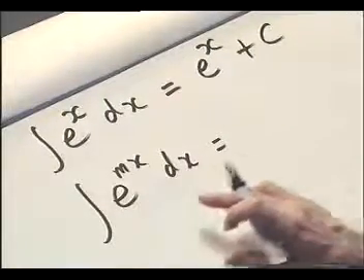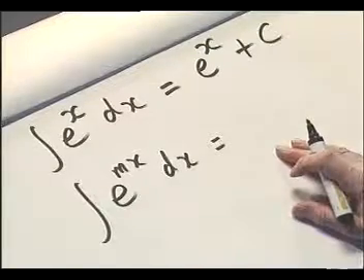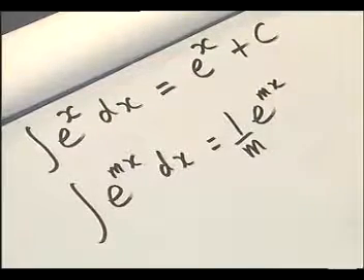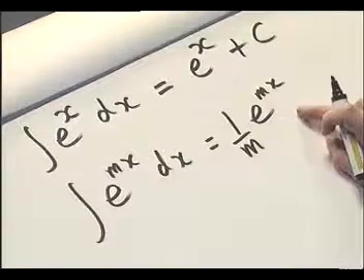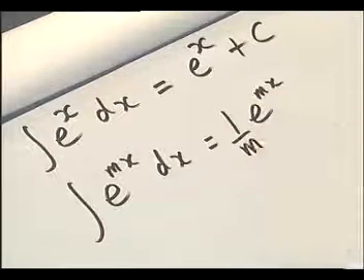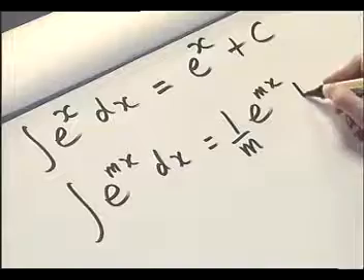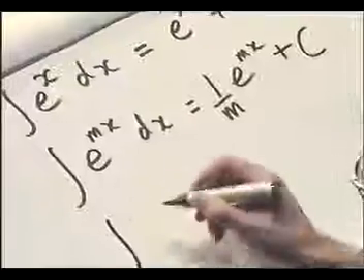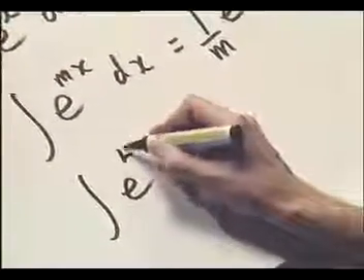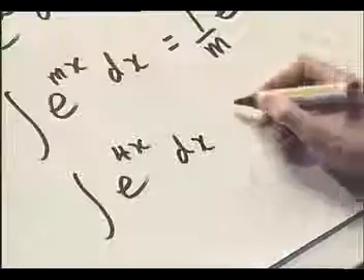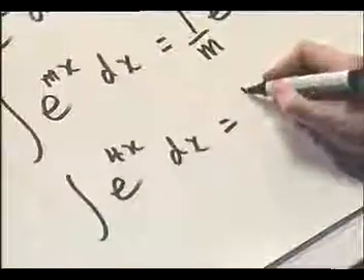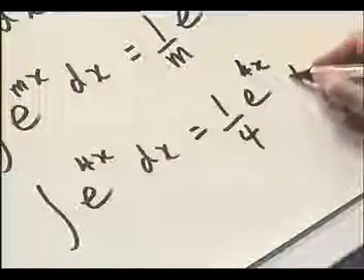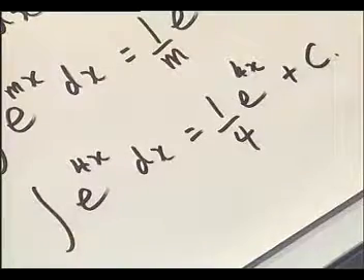Again, thinking of integration as reversing differentiation, we need 1 over m, e to the mx, because if we were to differentiate e to the mx, we'd get m e to the mx, and we'd want the m's to cancel out. And again, plus c. Let's just have a look at an example of that, the integral of e to the 4x dx. And that will be 1/4 e to the 4x plus a constant of integration, c.